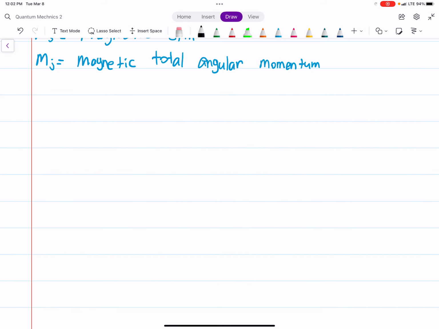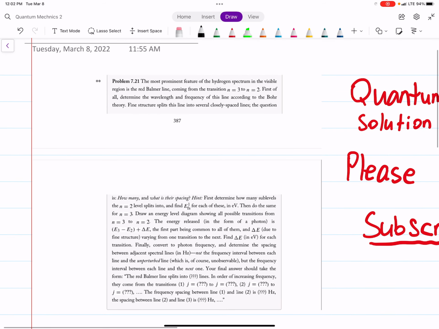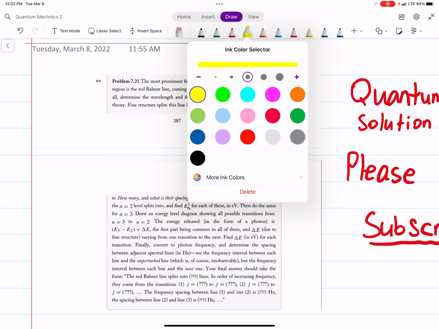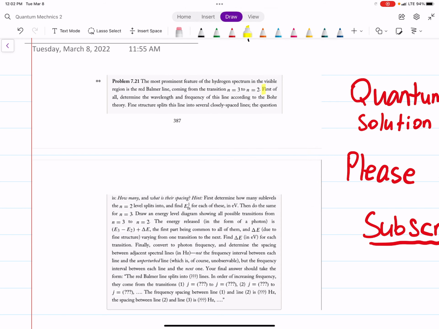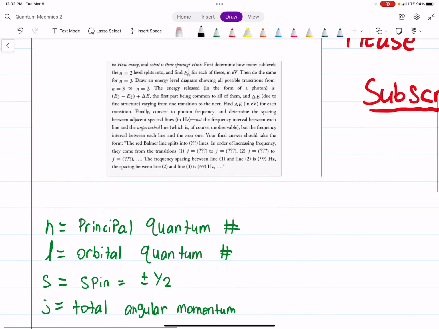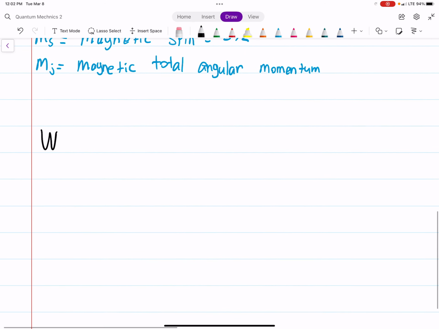Alright, so let's get started with the problem. The first thing the problem asks is, it says, first of all, determine the wavelength and the frequency of the line according to Bohr theory. Okay? So wavelength. We'll start with that.